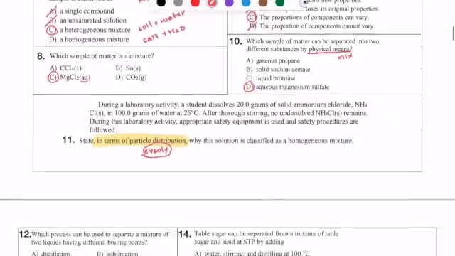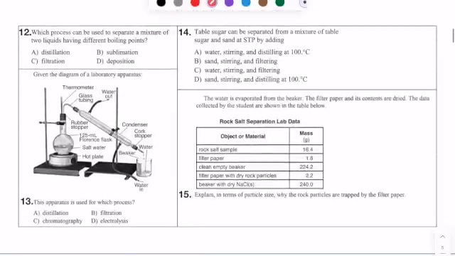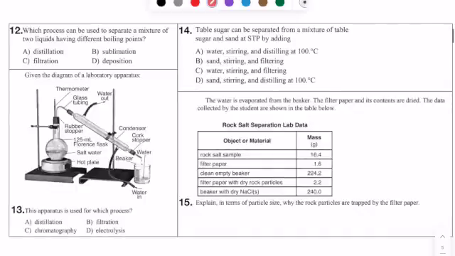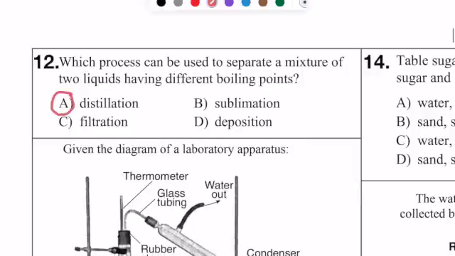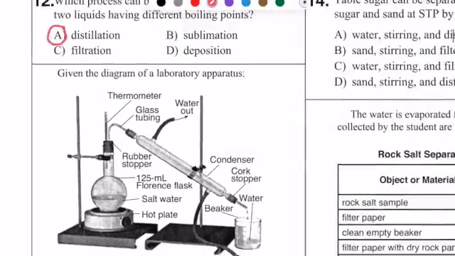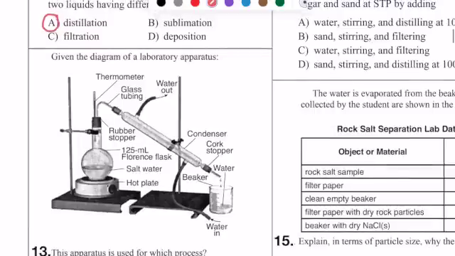So moving on to some more questions on matter and changes. Number 12 is asking which process can be used to separate a mixture of two liquids having different boiling points. So this will be your distillation, and the apparatus for the distillation is actually shown over here. Remember, we use distillation whenever you have two liquids that are completely dissolved.